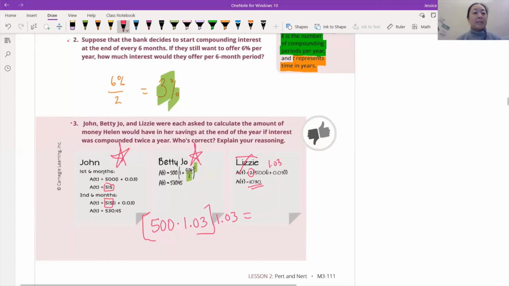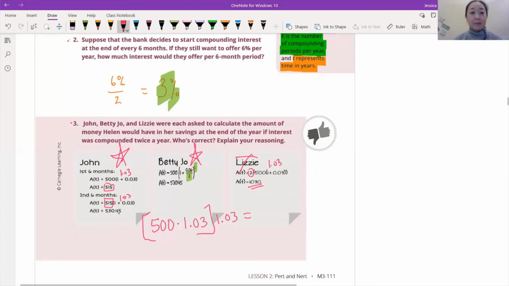So if you take a look at this, John did it like this. He did it step by step. So 500, this is exactly the same as Lizzie's. 1 plus 0.03, so this is the 1.03 right here. And that's going to give you at 6 months, $515. So now notice that you take that $515, not the original $500, the new balance, and we're going to multiply that by 1.03.